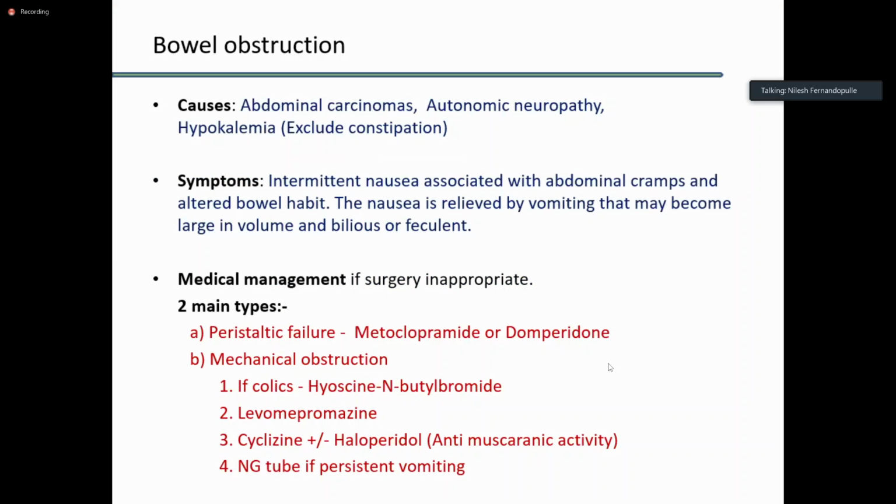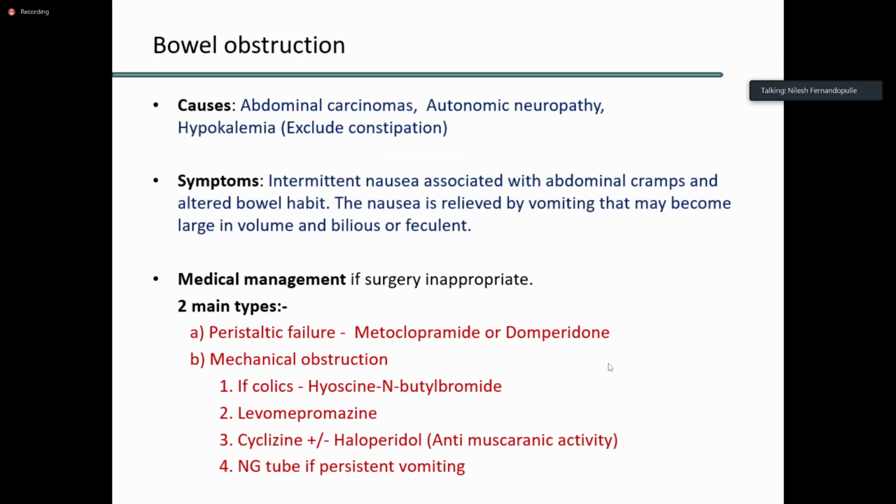Bowel obstruction is a bit further down, so more in the small intestine or large intestine. It may be due to carcinoma in the abdomen, again maybe hypokalemia, maybe constipation, maybe autonomic problems. They have intermittent nausea, but they have abdominal cramps, especially if it's due to obstruction. If it's due to paralytic ileus, they won't have cramps. It will be non-obstructive, like a gaseous distension of the abdomen. Okay, and their nausea is again relieved by vomiting.